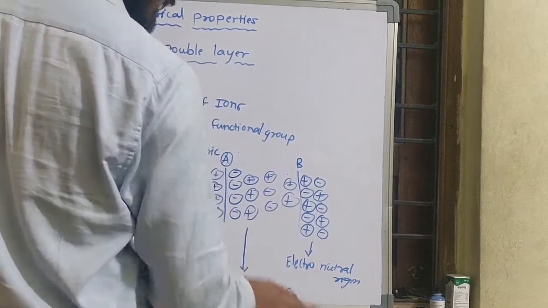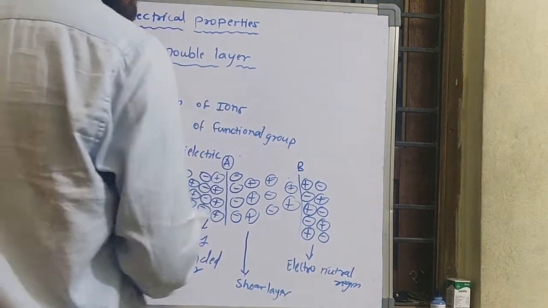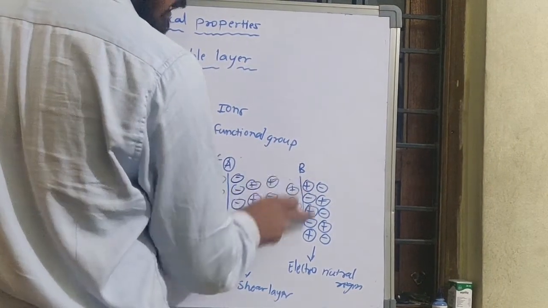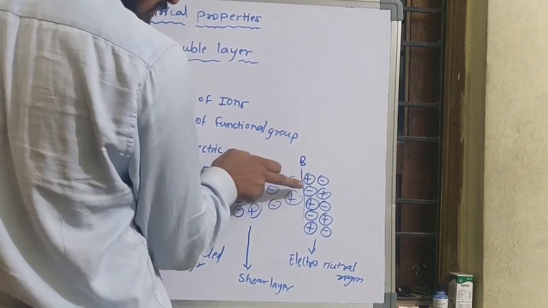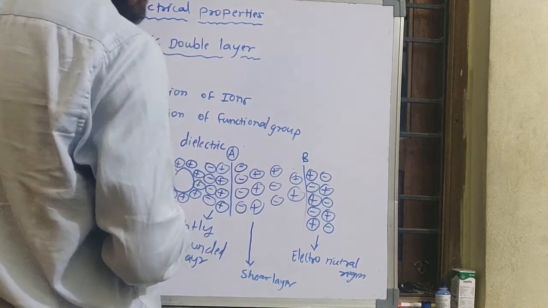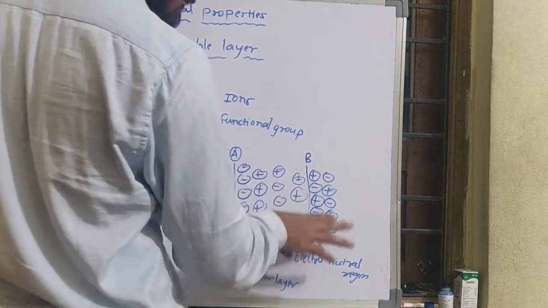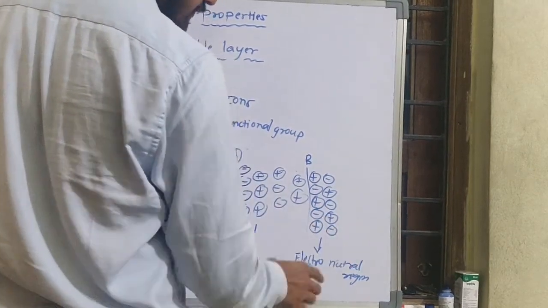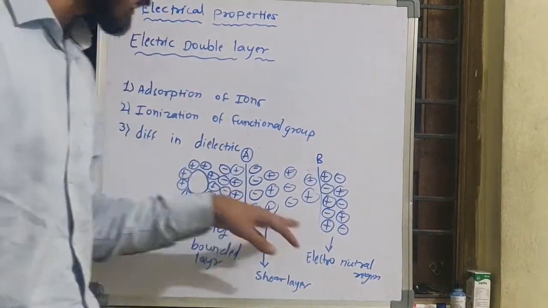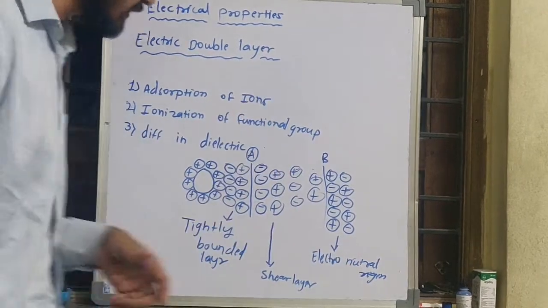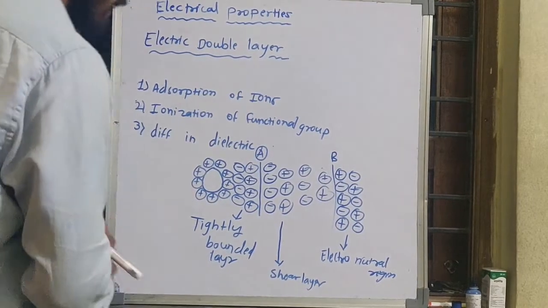After that, the next layer is the electrical neutral region. In that, the charges are equally distributed. We can see that after a positive charge there is a negative charge. On that basis we can say that the charges are equally distributed in that layer, therefore it is an electrical neutral region. So that whole system is called the electrical double layer.